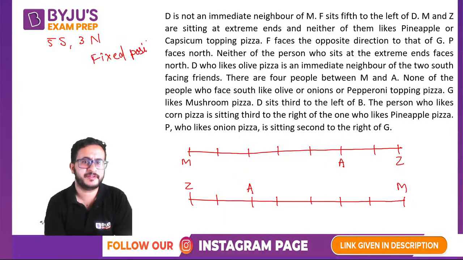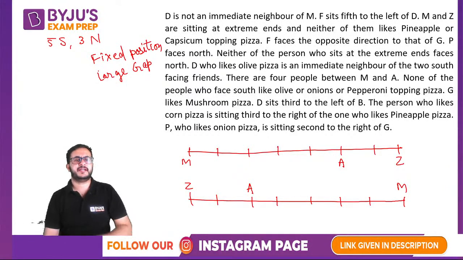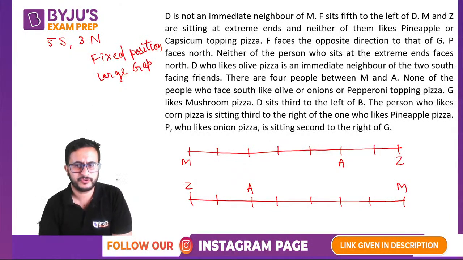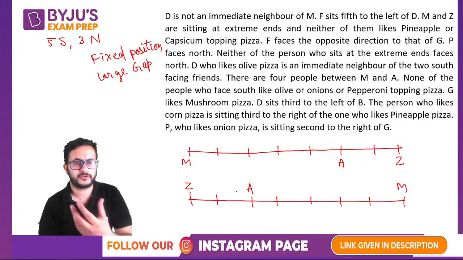Another factor that we must look for while making the arrangement is large gap. What I mean by large gap is, let us say I say that B is sitting second to the right of A, just giving an example. Suppose all of them are facing north. So A B can be here, A B can be here, A B can be here. So you will get many cases, right?